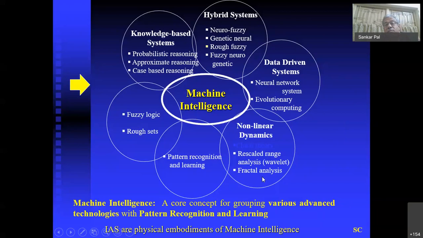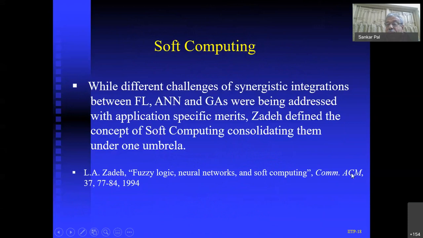And while we scientists were trying to publish all kinds of integration to find the best match, Zadeh defined, in 1994 in the Communications of the ACM journal, soft computing. What is this? It's a different way of synergistic integration of fuzzy logic, neural networks, and genetic algorithms to address a specific application. That is a merit which you cannot achieve by using individual tools alone. If you judiciously integrate, then you get a better result. But that concept we had already started about 4 to 5 years before, because our paper was in 92, but we started working in 90, because to get a paper published at that time took at least 2 years after sending. So that's what is called soft computing.